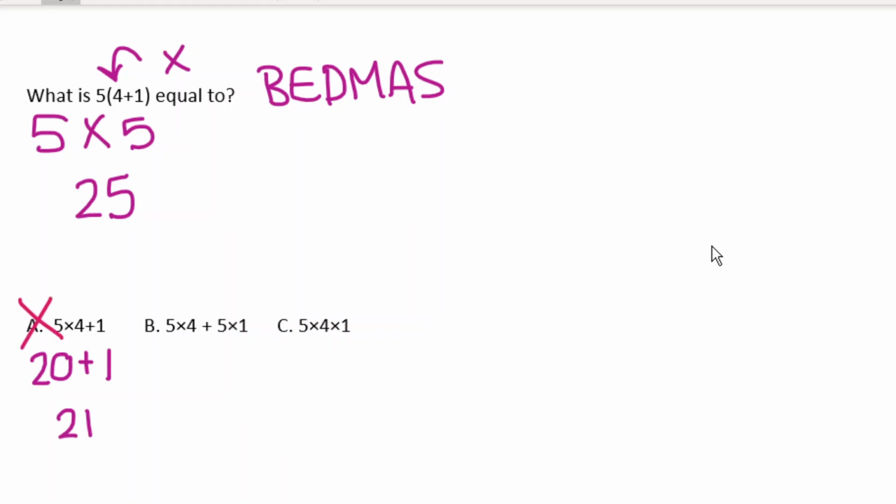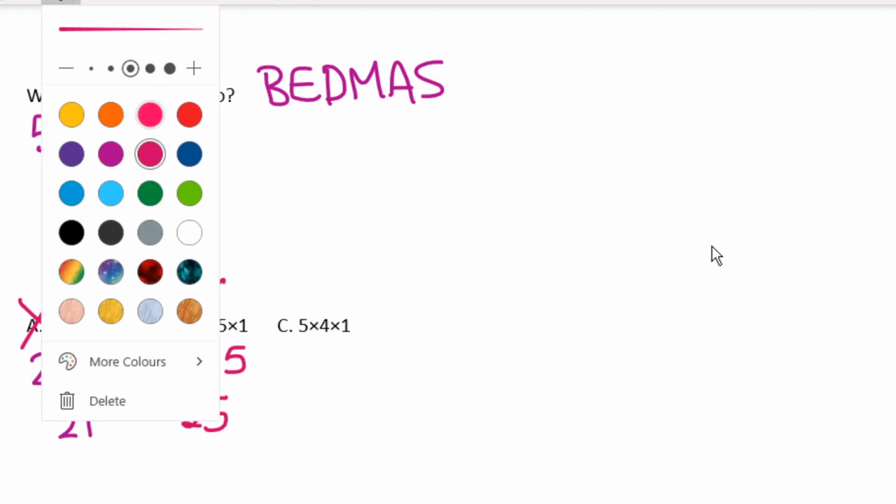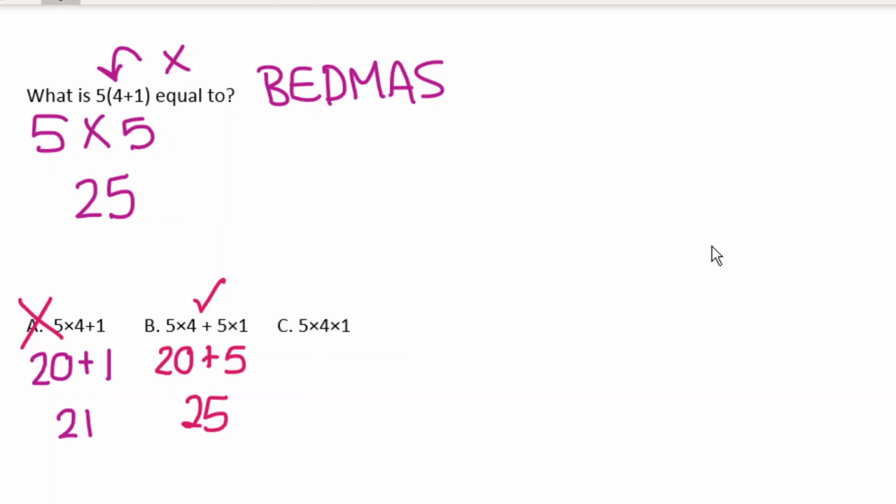All right, 5 times 4 plus 5 times 1. We have 2 multiplications here, and they're not touching, so we can do them both first. 5 times 4 is 20. 5 times 1 is 5. Don't forget that plus sign. And then 20 plus 5 is 25. That one's good. Then our last one here, 5 times 4 times 1. We just go left to right because they're both times. 5 times 4 is 20 times 1. 20 times 1 is just 20. So that one's also no good.